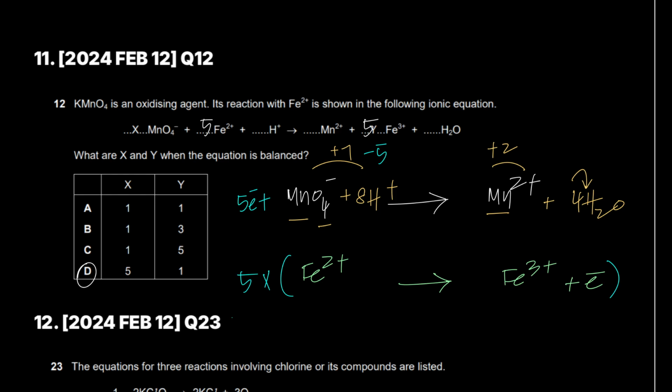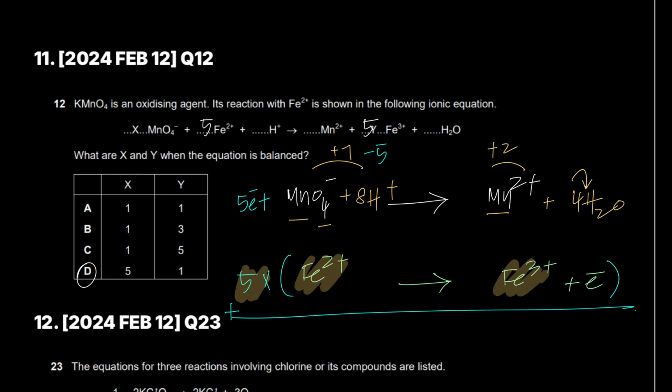And I don't even have to write the full equation. If you want, you could add the left and right hand side, but I don't want to do that because I don't want to waste my time. I know this 5 is being multiplied by Fe2+. This 5 is being multiplied with Fe3+. And that's what the examiner is telling me.